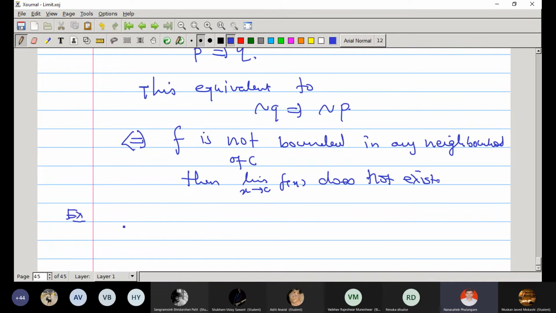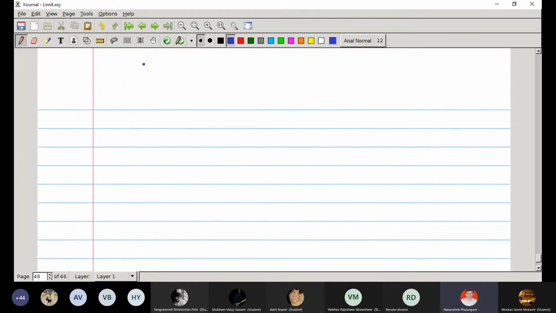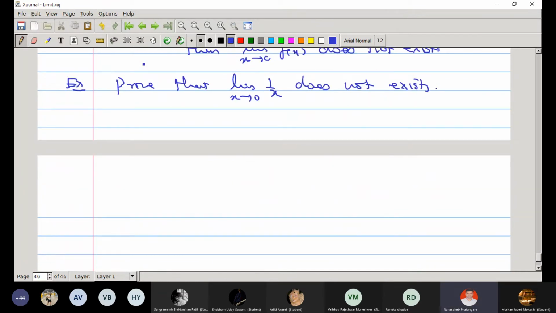For example, prove that limit x tends to 0 of 1 by x does not exist. Now the idea is clear. How will you prove this? Yes, sir. It is not bounded in any neighborhood of 0. If you take any neighborhood of 0, the function goes larger and larger.